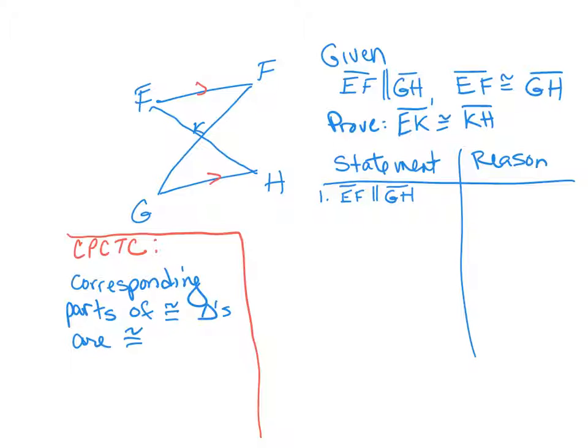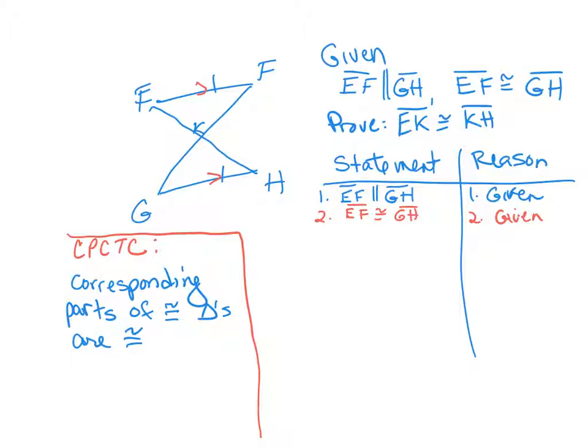And then it says that EF is congruent to GH. So now I'm going to put congruent signs there. So they're congruent and parallel. And why can I say that? Given. Very good. So that's given. And that's given.